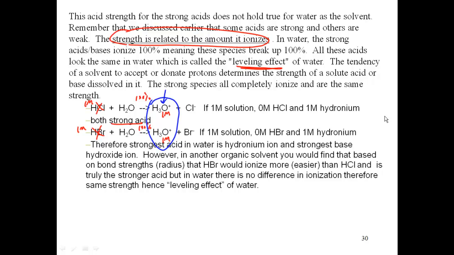Now, you must realize, though, in another organic solvent, you may find, based on bond strengths, radius, that HBr would ionize more, meaning easier to break off that hydrogen, than HCl, and is therefore truly the stronger acid. However, in water, that's not what we see. There's no difference in ionization, therefore the same strength. Hence what we refer to as the leveling effect of water. All those strong acids look exactly the same. But based on those molecular species, we could see that HBr would ionize more than HCl based on the size of Br compared to Cl.